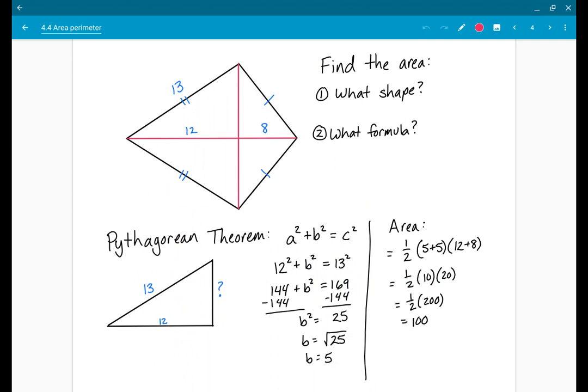Here we have a shape that's labeled with one of the diagonals labeled and one outside piece labeled. What shape is this? If you said kite, you are correct. There are two pairs of congruent sides, and they are not parallel. What formula would we use for the area of a kite?